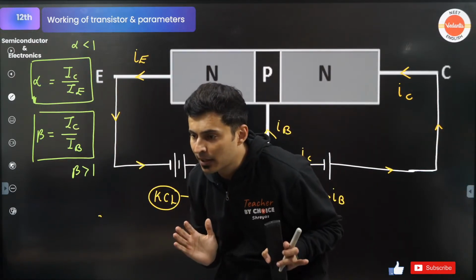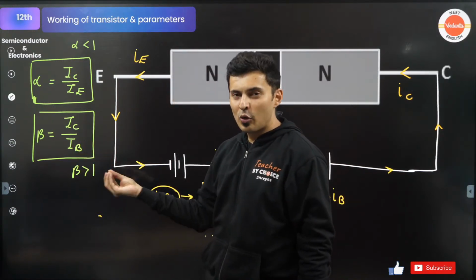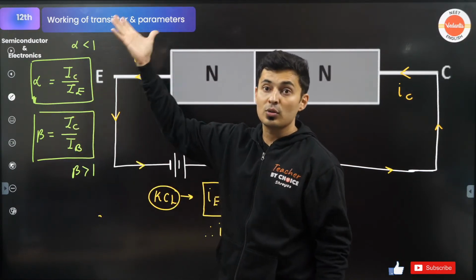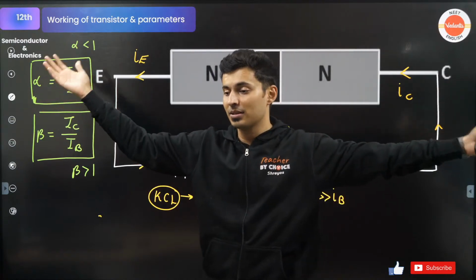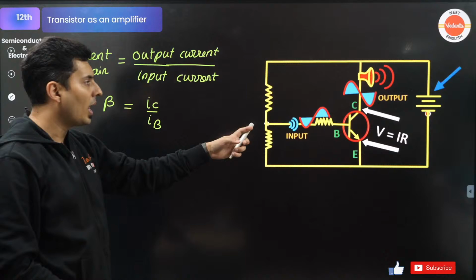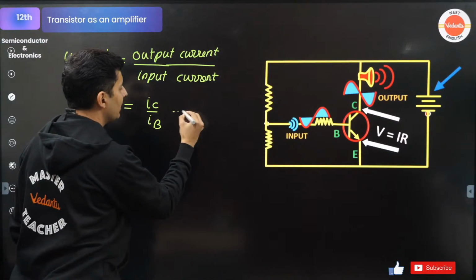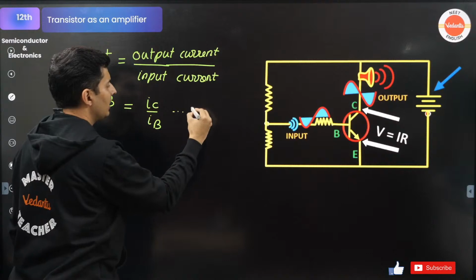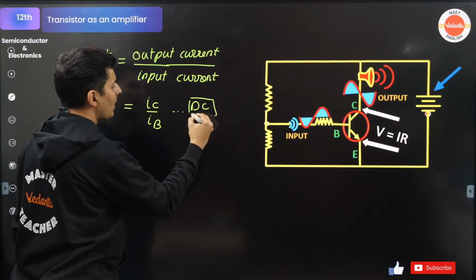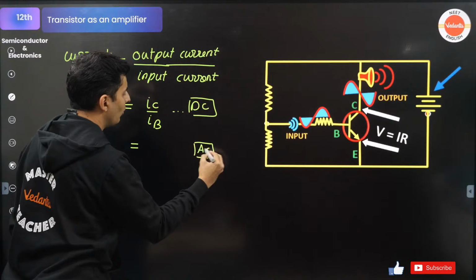Understood? So if base increases by a few milliamperes, collector has to increase by large milliamperes. That is the logic behind it. So that's how it is able to amplify in the first place. But this is okay if there is a constant current. That means it is a DC signal. What if it is AC? Then if it is an AC signal, what will you do?